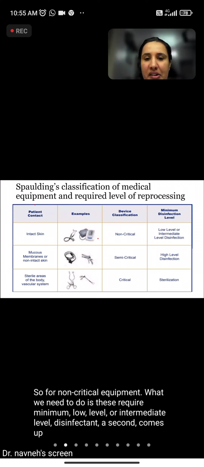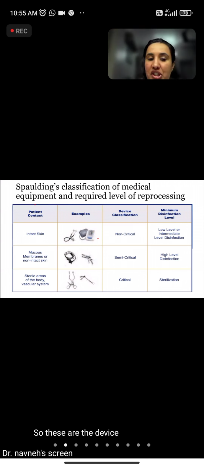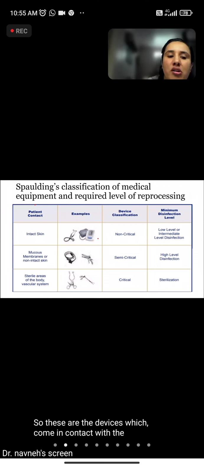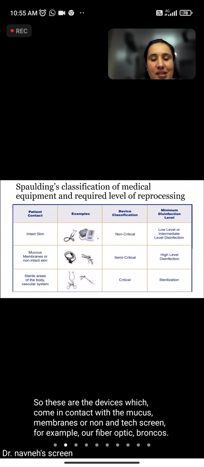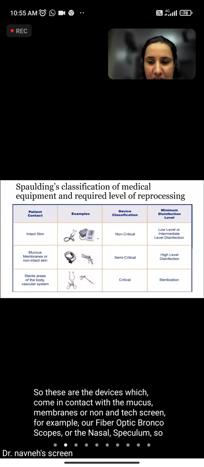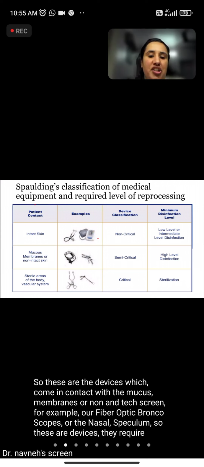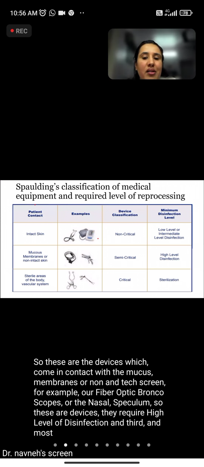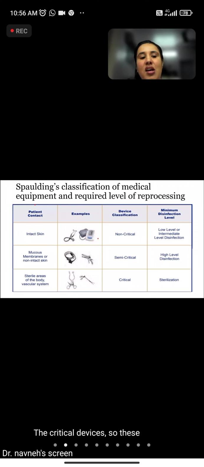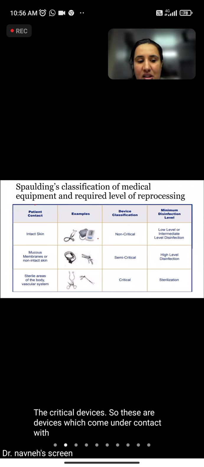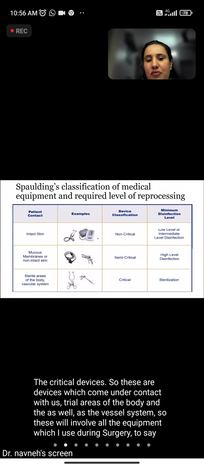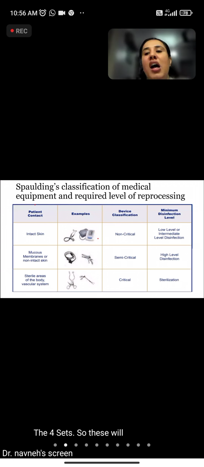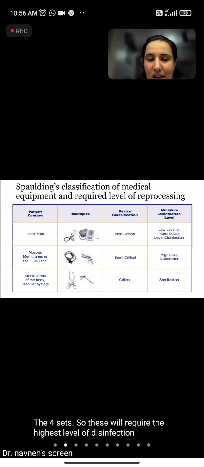Second come the semi-critical devices. These are the devices which come in contact with the mucous membranes or non-intact skin, for example, our fiber optic bronchoscopes or the nasal speculums. These devices require high level disinfection. And third and most important are the critical devices. These come in contact with the sterile areas of the body as well as the vascular system. These include all the equipments used during surgery, the surgical clamps, the forceps. These require the highest level of disinfection, that is, sterilization.